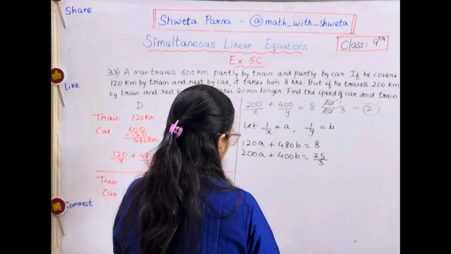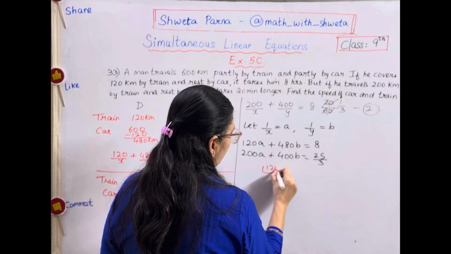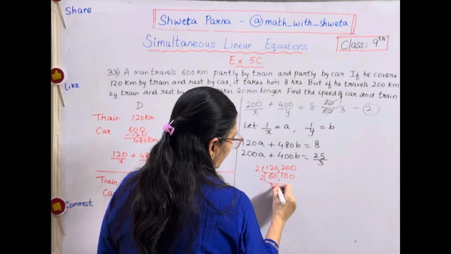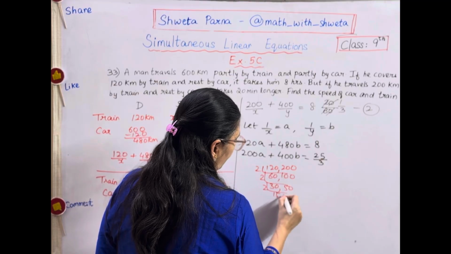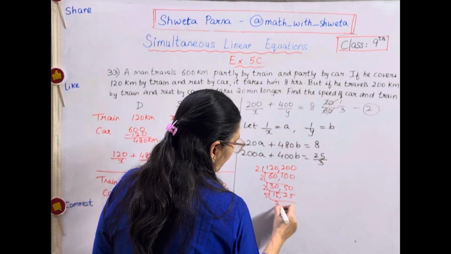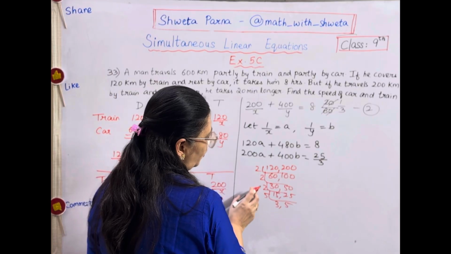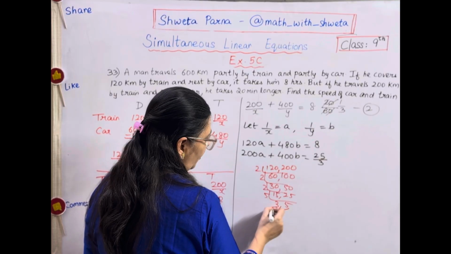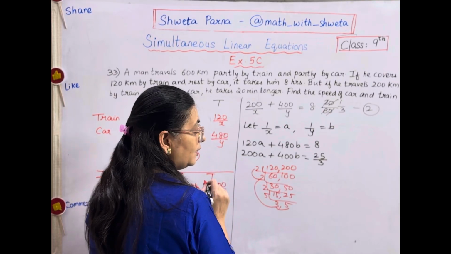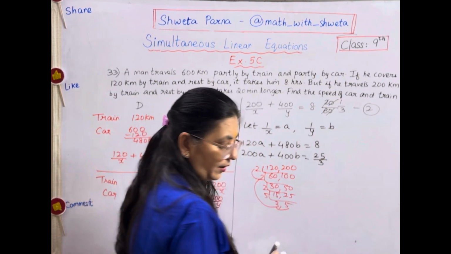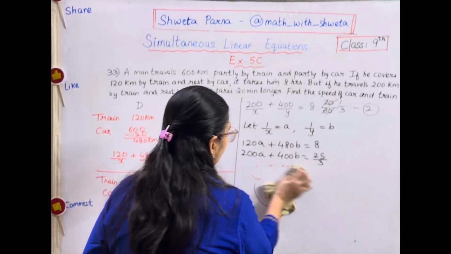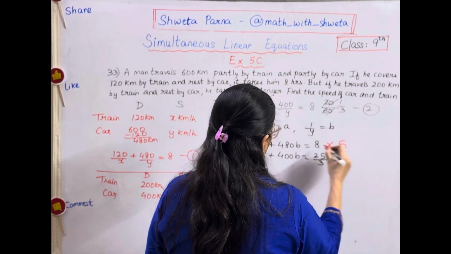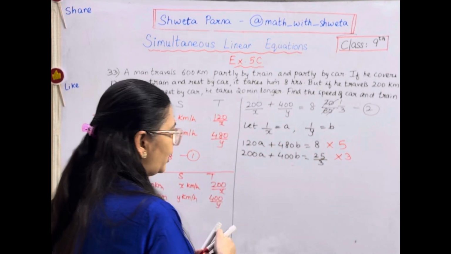Let's find the LCM of 120 and 200. 2 60, 100. 2 30, 50. 2 15, 25. 5, 3, 5. So 2 2s are 4, 4 2s are 8, 8 3s are 24, 3 5s are 15. Okay, 15 2s are 30, 30 2s are 60. 60 into 10 is 600. So the LCM is 600. So here you will multiply by 5. Here you will multiply by 3. Okay, let's do it.